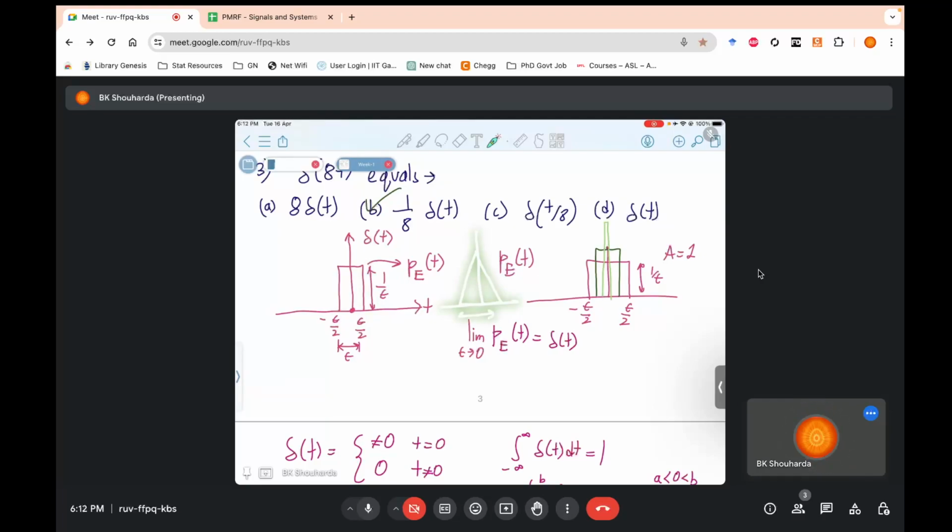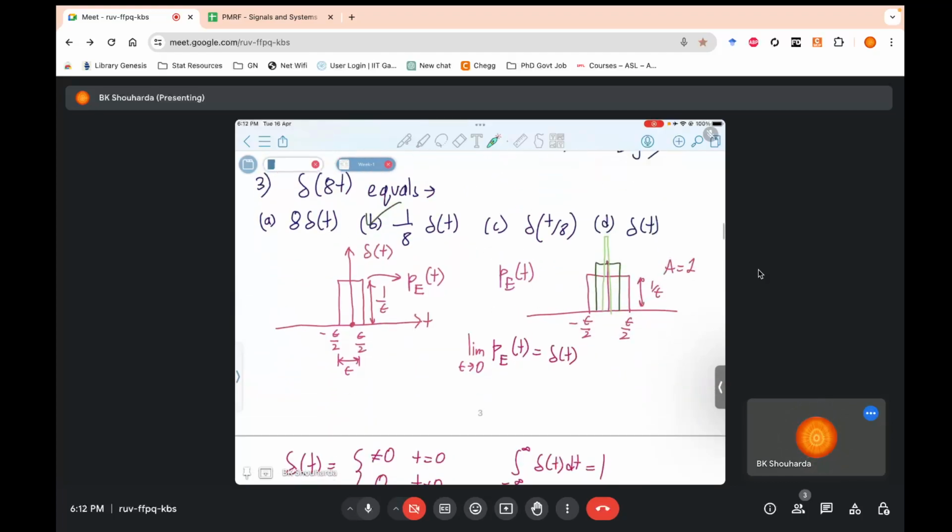The width of this triangular pulse keeps on decreasing and the height keeps on going up. You can also represent the pulse in the form of a Gaussian, where the standard deviation is a measure of the width and this is the measure of the height. As your sigma, the standard deviation, goes down, the height, which is 1 upon root over 2 pi sigma square, becomes infinitesimally large. Such cases can be looked upon, but for the sake of this course and simplicity, just assume the simple rectangular pulse.